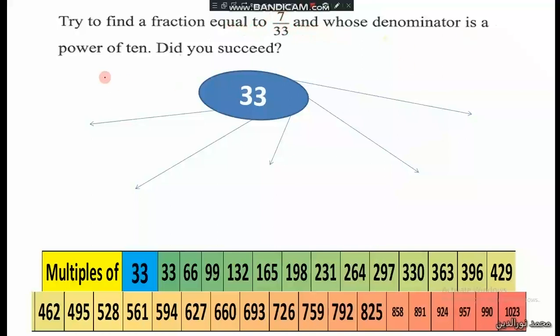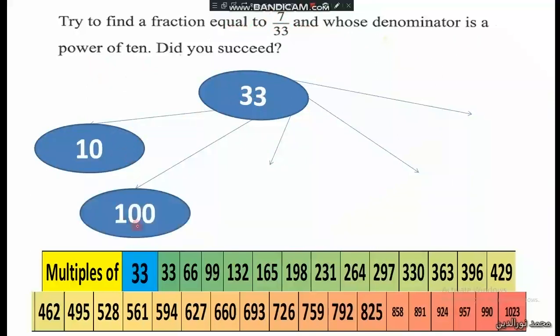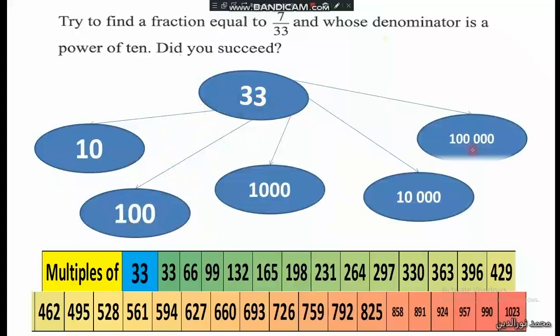So let's see here, we have to try to find an equivalent fraction for 7 over 33, whose denominator is a power of 10. Power of 10 means 10, 100, 1000, 10,000, okay? So could 33 be written as 10, or is there any number that 33 is multiplied by that gives 10, or 100 or 1000 or 10,000 or 100,000?